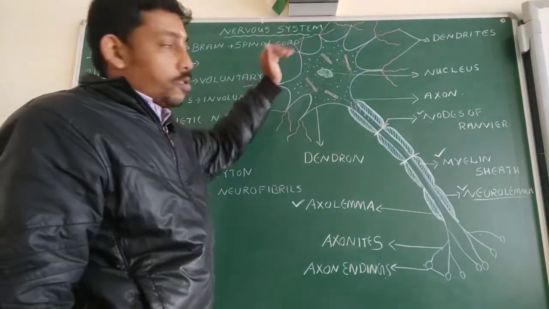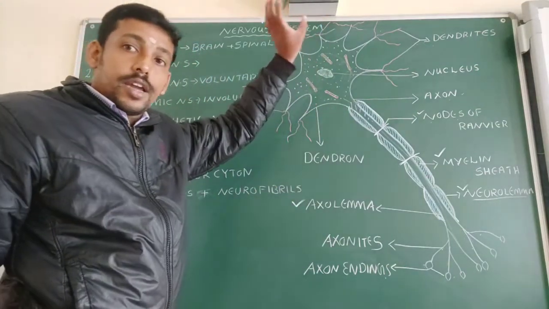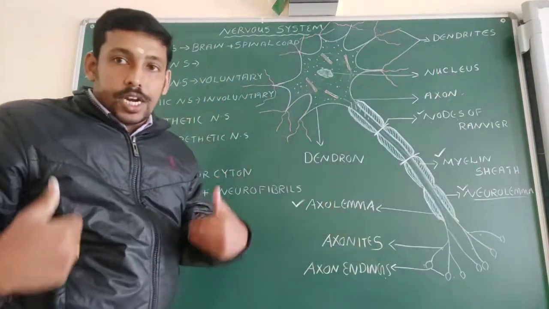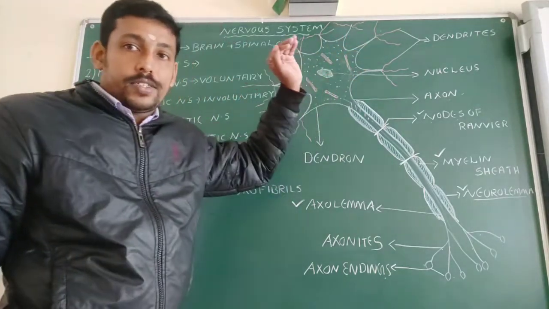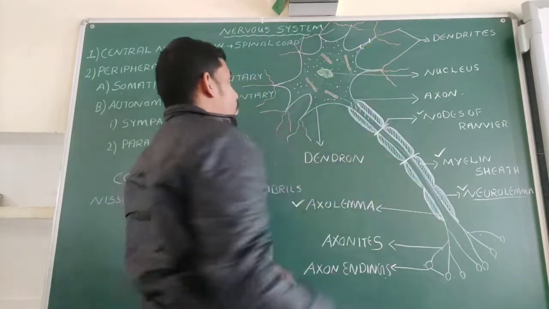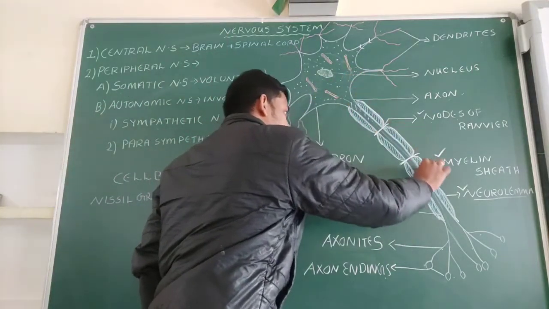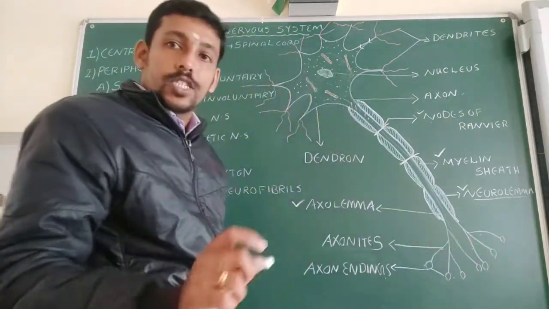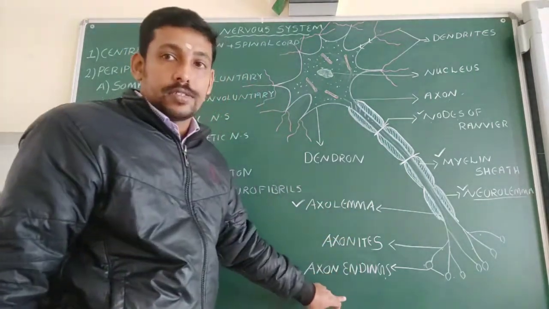Then what about the other projections? They are known as the dendrons, and they end with the dendrites. Their branches are known as dendrites. The dendrites receive the signals or the impulse and transport it into the cell body. Through the cell body, the impulse goes through the axon and finally reaches the axonite. From the axonite, it reaches the round shaped structure known as the axon endings.